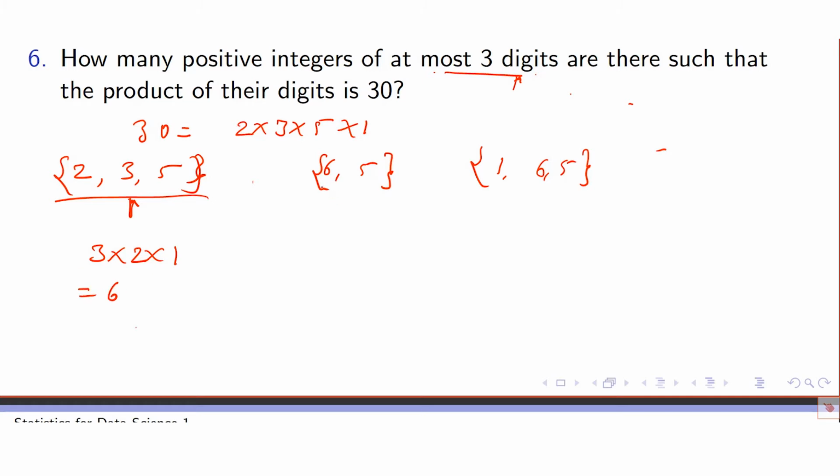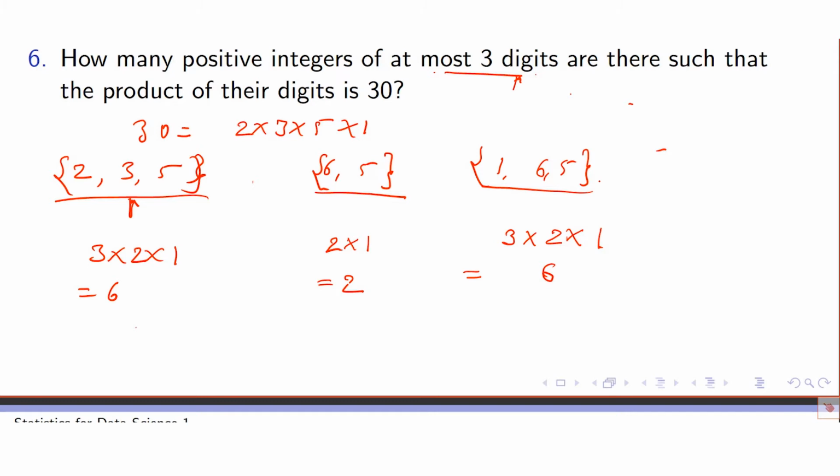The number of integers formed by the digits 6 and 5 will be, because we are considering integers of 2 digits, 2 options for the first place and 1 option for the second place. This will be equal to 2. Again, the integers formed by the digits 1, 6, 5: the first place has 3 choices, the second place has 2 choices, and the unit place has only 1 choice.